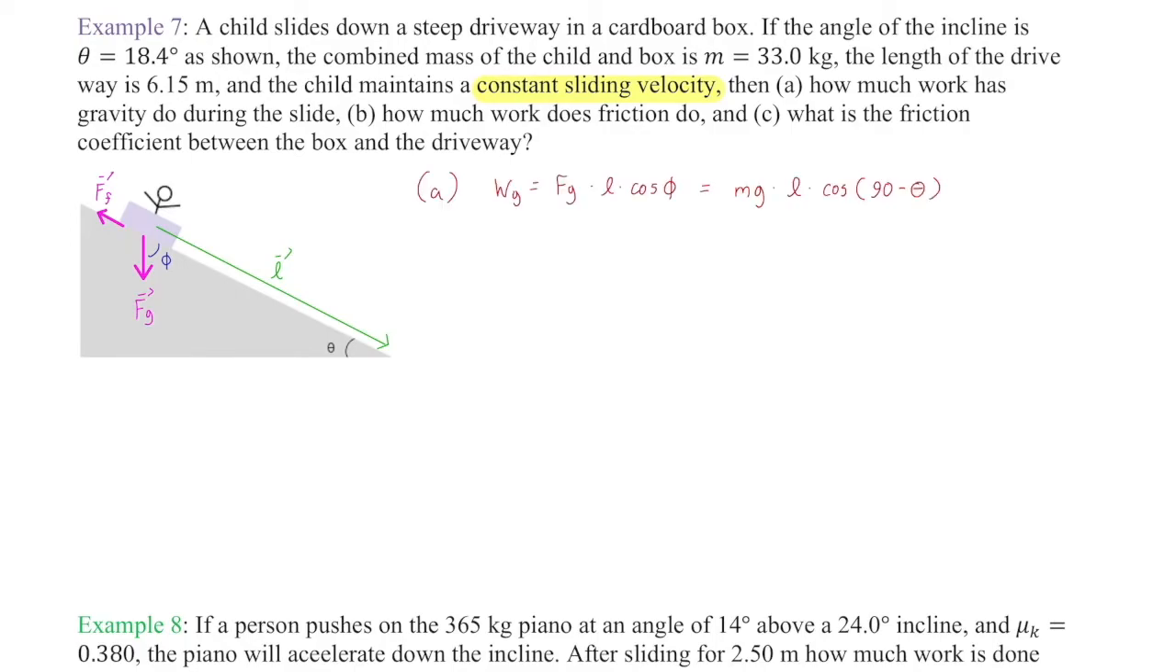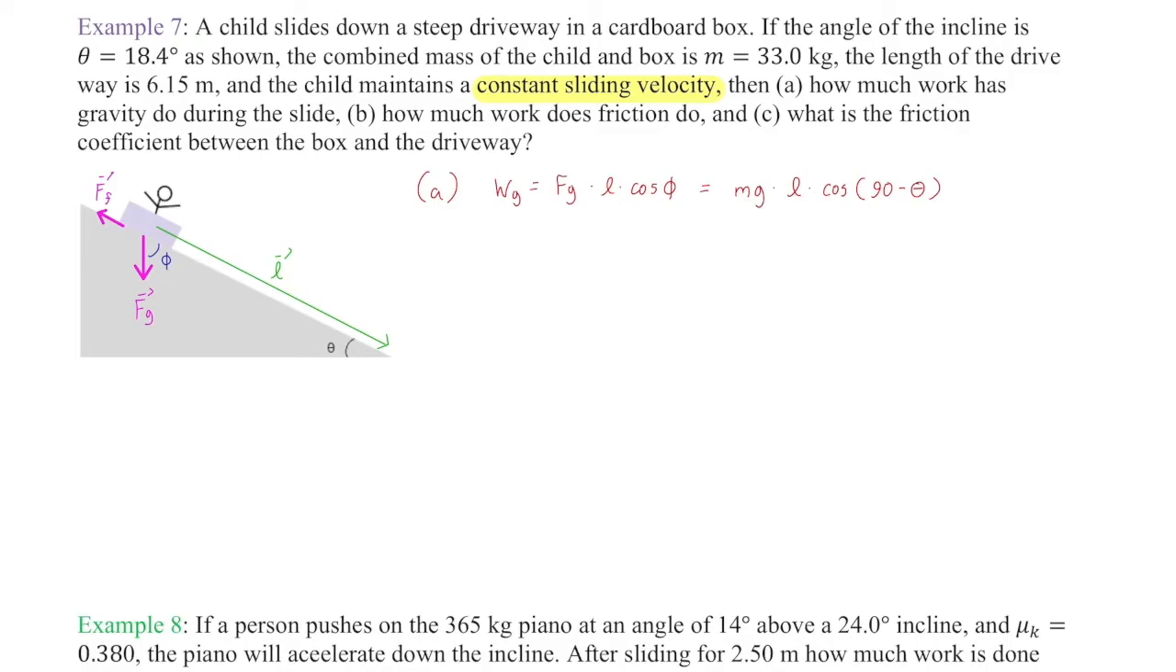All right. So what I mean by that is, let's think about this. First of all, what were we asked for initially? In part A, we're just asked how much work has gravity done during the slide. The slide has a length that we know. We know the angle of the driveway. We know the mass of the cardboard box with child inside, because that's what's happening here. It's a kid sliding down the driveway in a cardboard box. And so we just need to find out how much work is done by gravity.